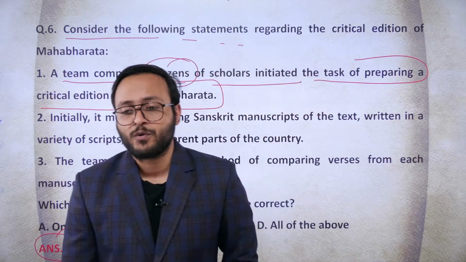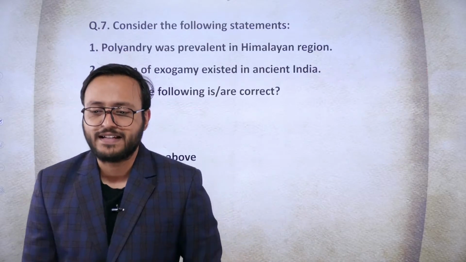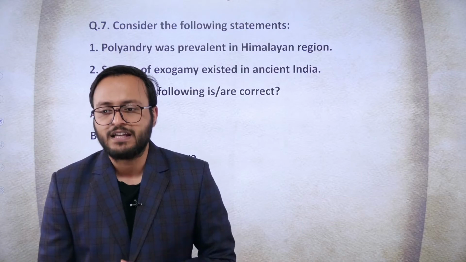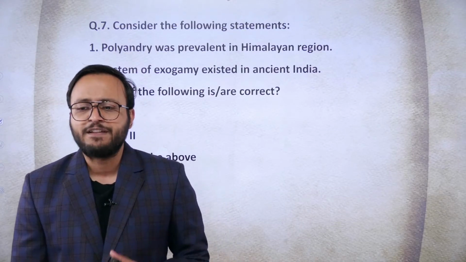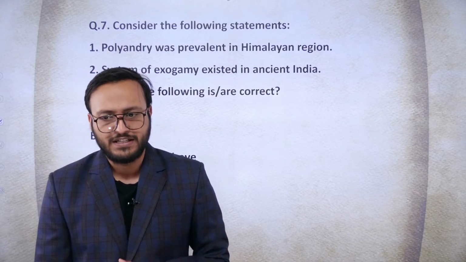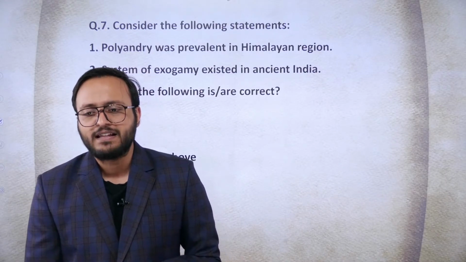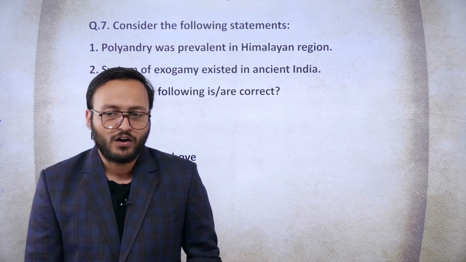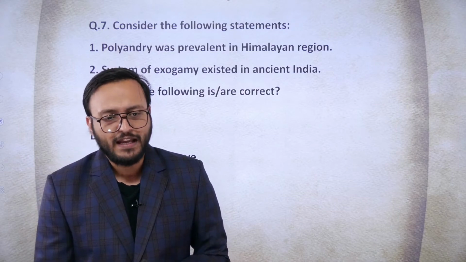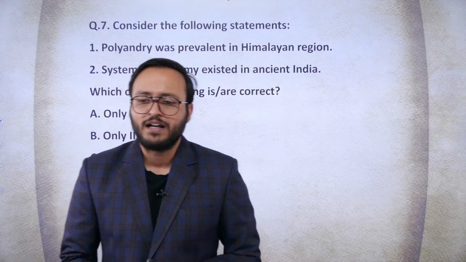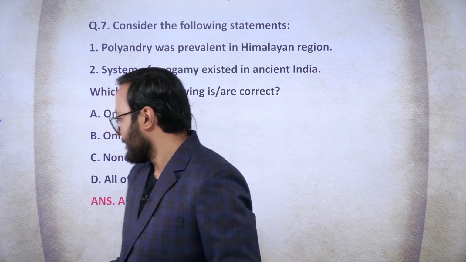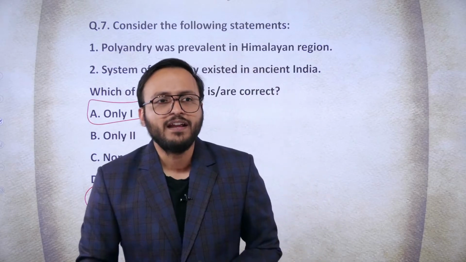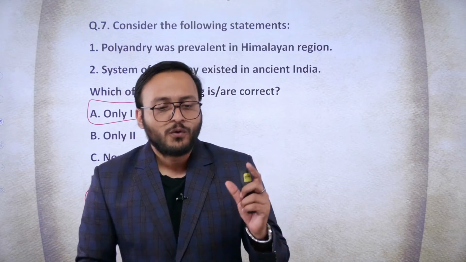Next question, question number 7. Consider the following statements. Polyandry was prevalent in the Himalayan region and the system of exogamy existed in ancient India. Now, you have to tell which of the following are correct. Only one, only two, none of the above, or all of the above. So what is the answer in this case? Guys, the answer is option number A, only one is correct, right? Why so?